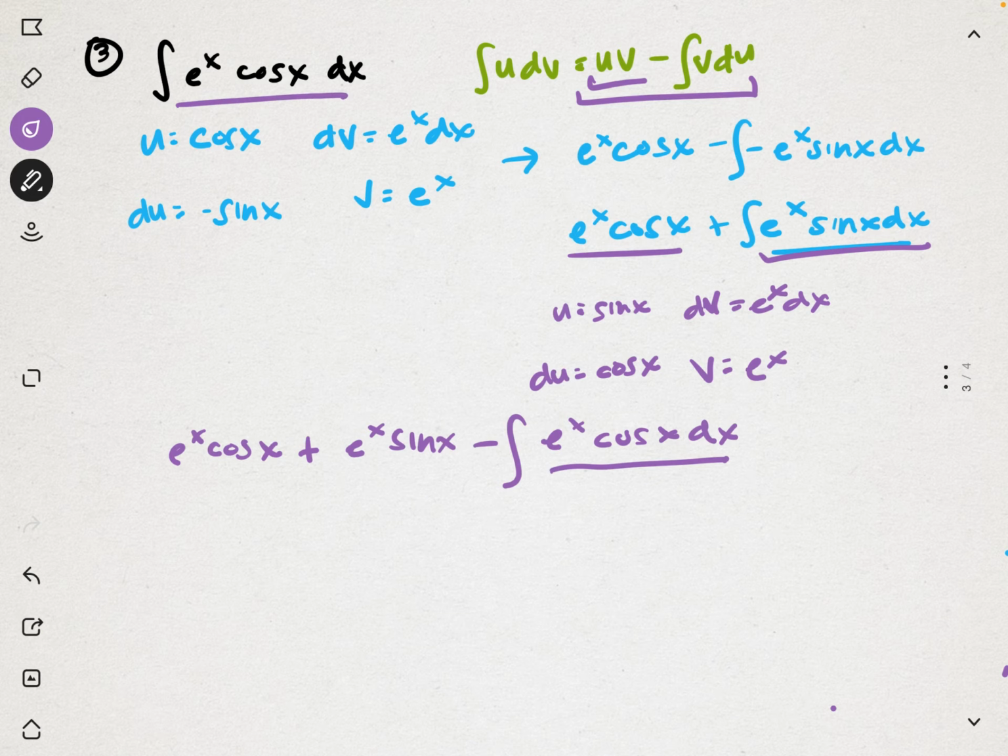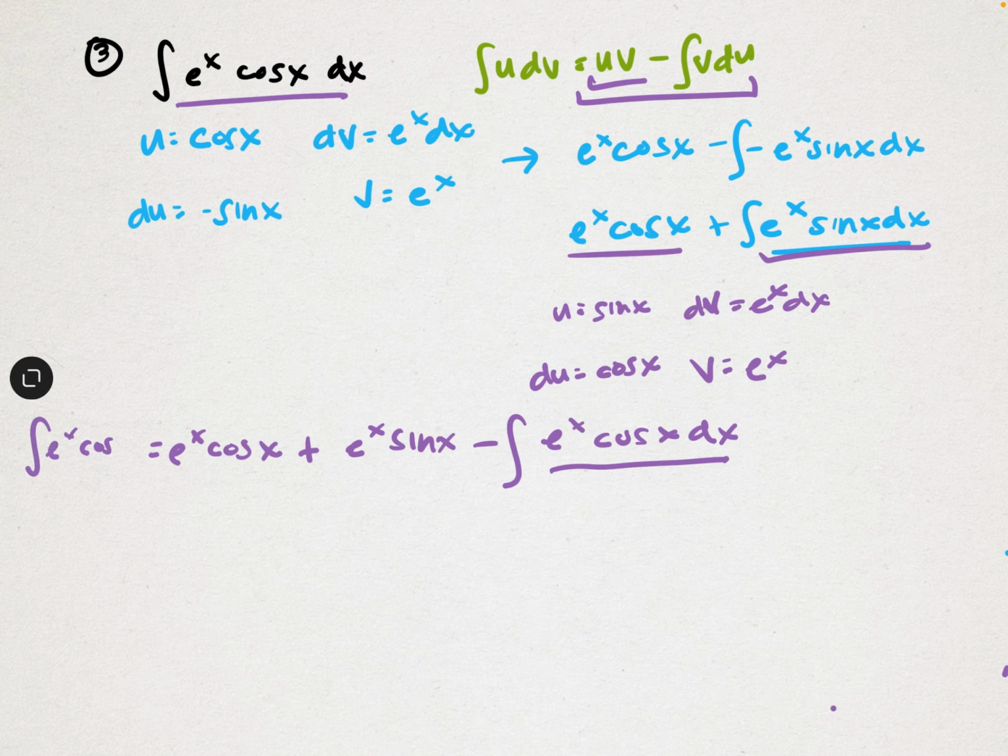So let's say that we're trying to find this integral e to the x cosine x dx, right? So we're saying that that's equal to the whole right side. This is what we started off with. Okay, because this is the same as what we started off with, we can solve this algebraically. We can treat that whole integral of e to the x cosine x dx as one thing. I'm going to add it to both sides.